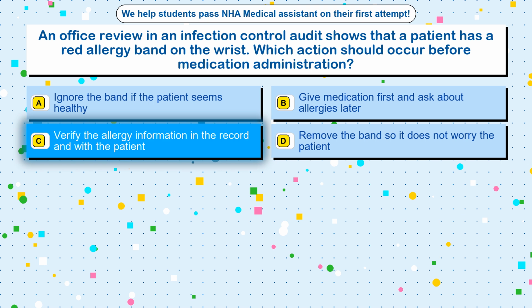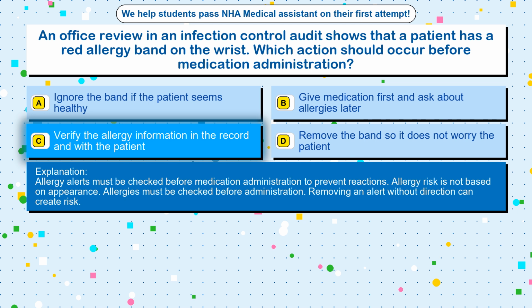The correct answer is option C. Verify the allergy information in the record and with the patient. Allergy alerts must be checked before medication administration to prevent reactions. Allergy risk is not based on appearance. Allergies must be checked before administration. Removing an alert without direction can create risk.